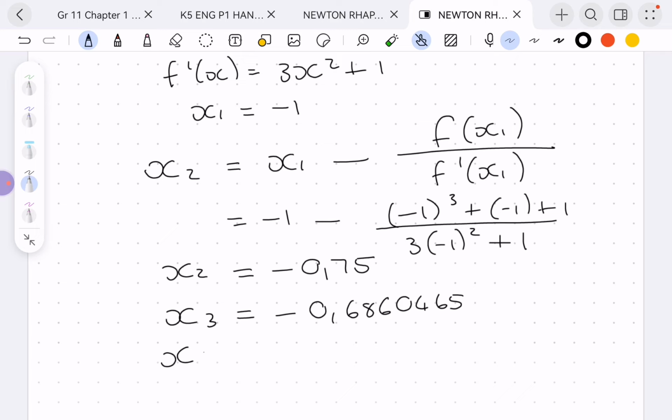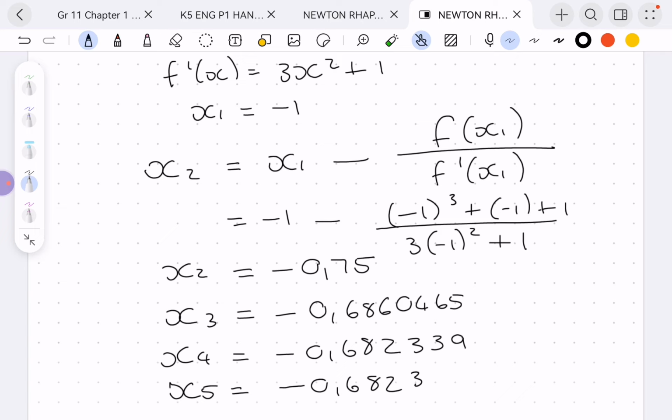Now my answer, x4, is negative 0.68233. Oh, technically it's a 9 next to it. I'm going to have to do it again. I have to do it until it starts to repeat. Negative 0.68232.